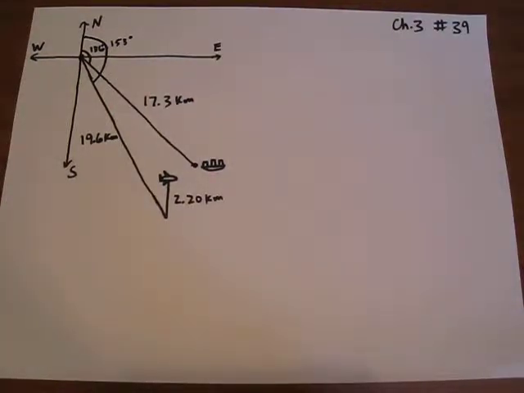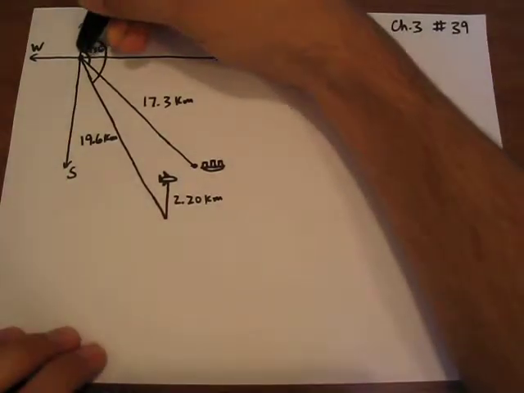All right, my name's Josh, and I'm going to be taking you guys through problem number 39 in chapter 3. Chapter 3 has to do with vectors, so this is a vector-related problem. The problem says that a radar station locates a sinking ship at range 17.3 kilometers and bearing 136 degrees clockwise direction from north. So I went ahead and I already drew that in.